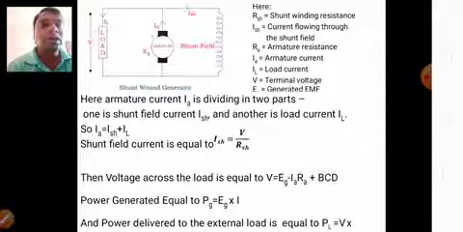So power generated equals EG into I. Here we are using the generated EMF, EG into I. And the power delivered to the external load is P equal to PL equal to VL into I.